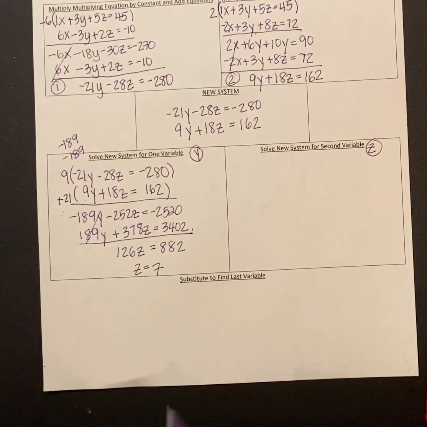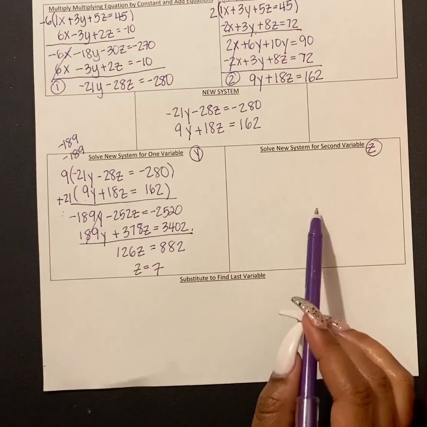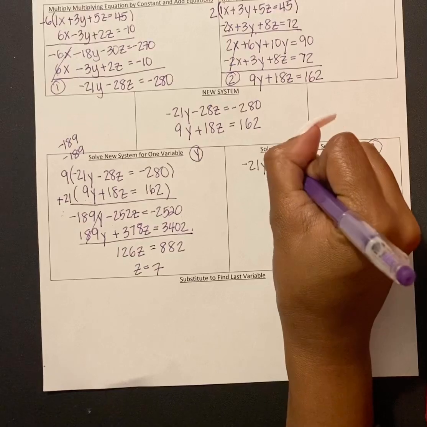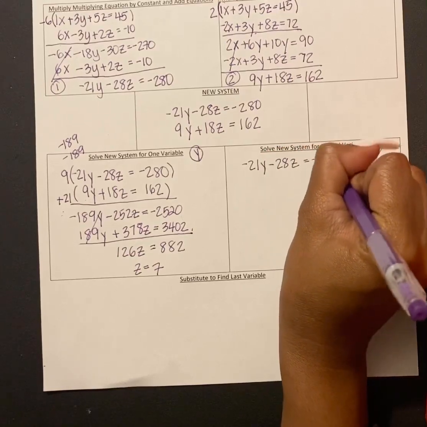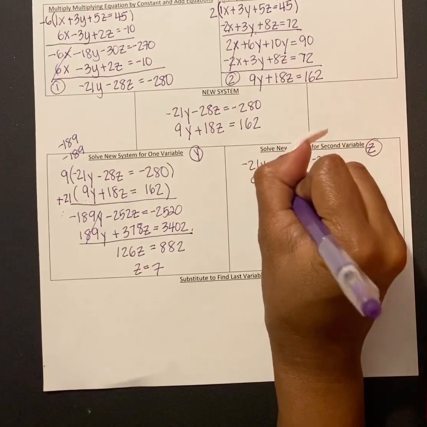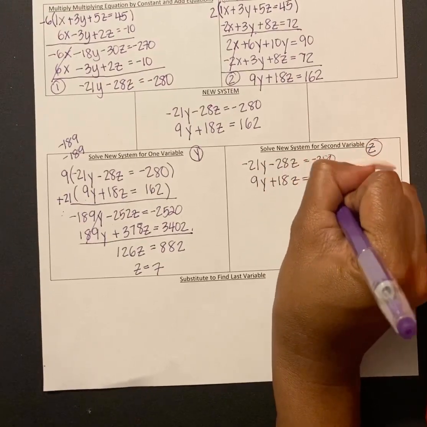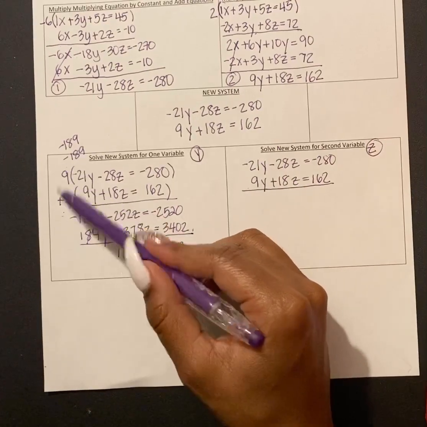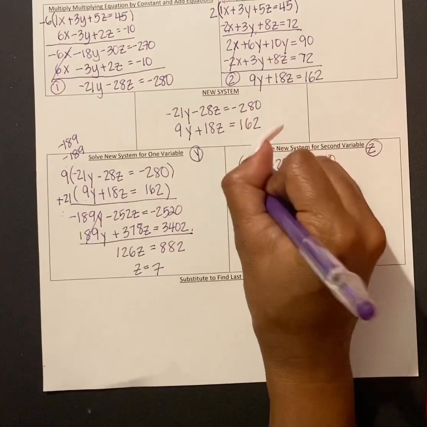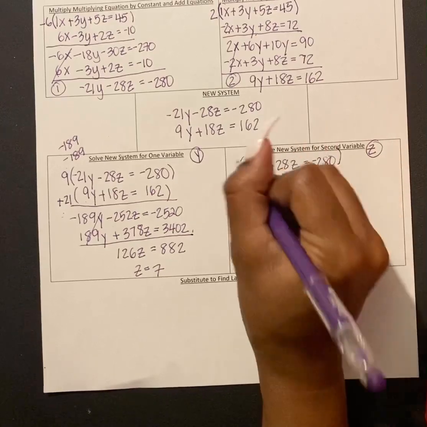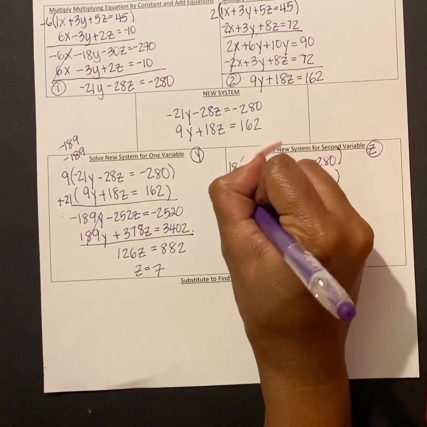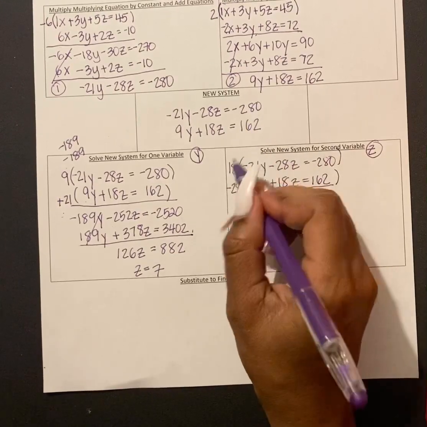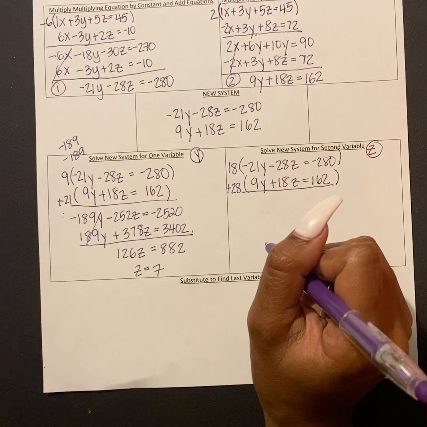Okay, and so we've done this many times. We're going to do the same thing, but now we're going to solve for z. So I'm going to rewrite my equation. Okay, but now I'm solving for z. And so the same thing I did here with flipping the coefficients, I'm going to do here, but I'm going to flip the coefficients of z. So that means 18 goes here and -28 goes here. Okay, and same thing, you need to change the sign of one of them, so this will just be positive.